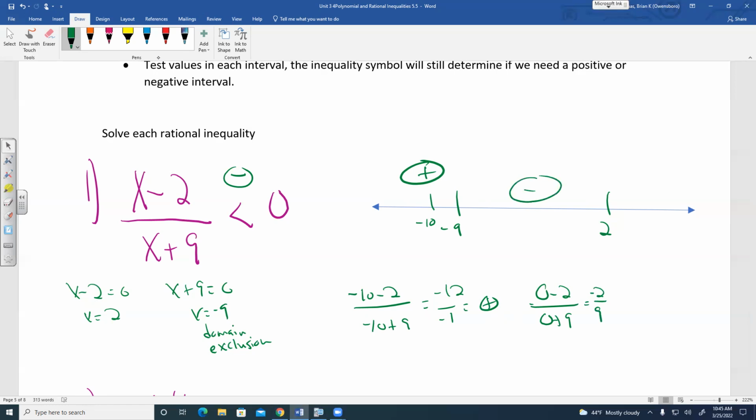And to the right of 2 would be 3. So 3 minus 2 over 3 plus 9. That's going to be 1 over 12. And that's going to be also a positive answer.